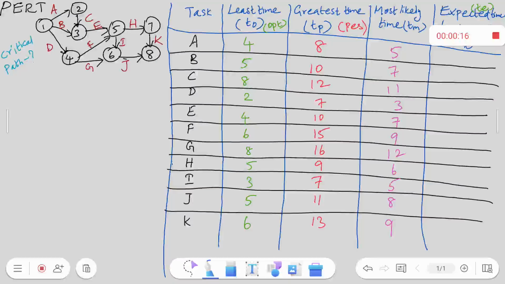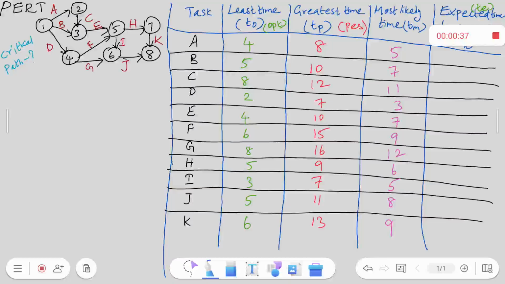So the given problem is a network which contains 8 nodes, and the different time units are given as A, B, C, D, E, F like that, and they have asked us to find out the critical path here. The additional data given is the tasks in the form of a tabular column.